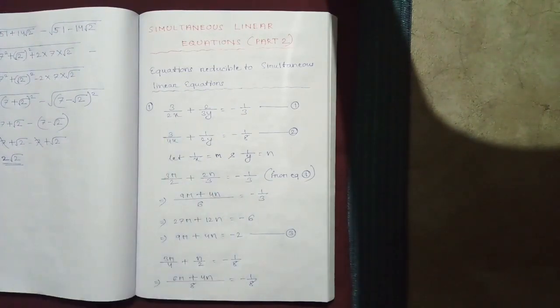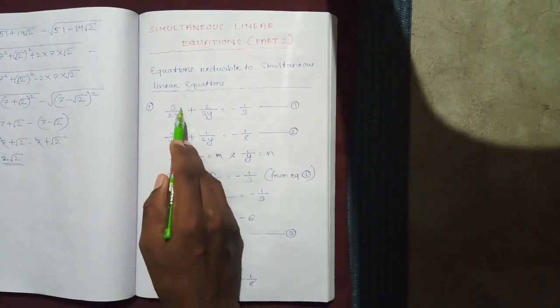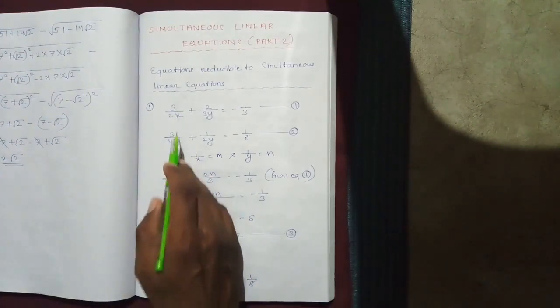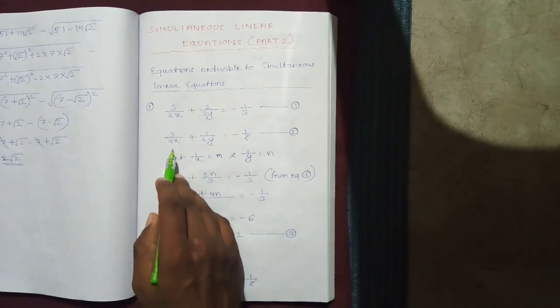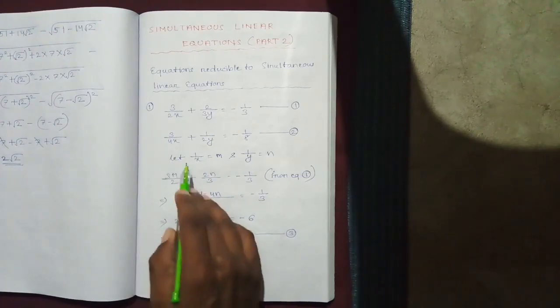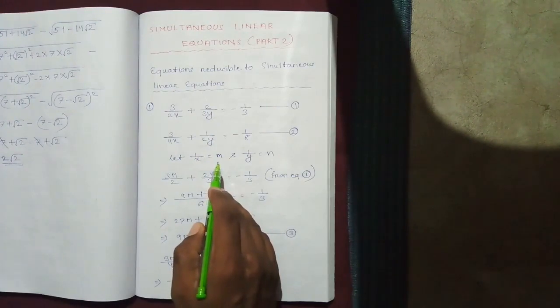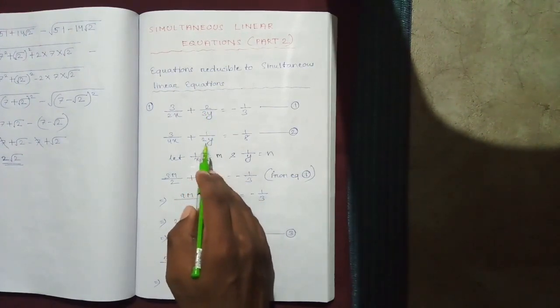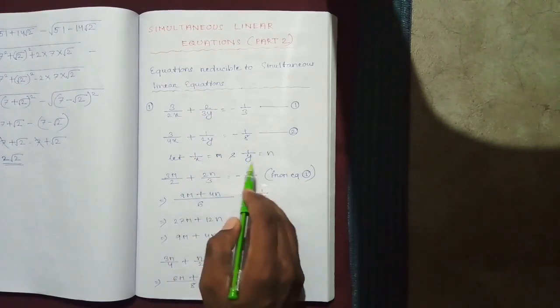So in order to convert these two equations to linear equations, let us substitute. You can see here is 1 by x. If you neglect this 3 by 2, you have 1 by x here. If you neglect 3 by 4, then again you have 1 by x. So let 1 by x be m. Similarly, if you neglect 2 by 3, you have 1 by y. If you neglect 1 by 2, again you have 1 by y. So let this 1 by y be n.